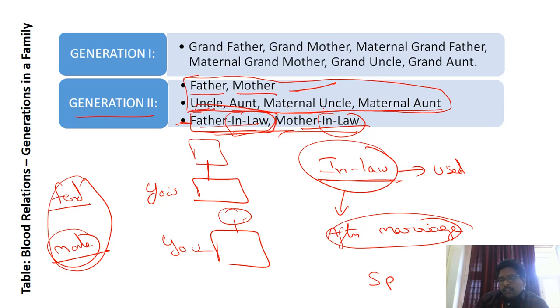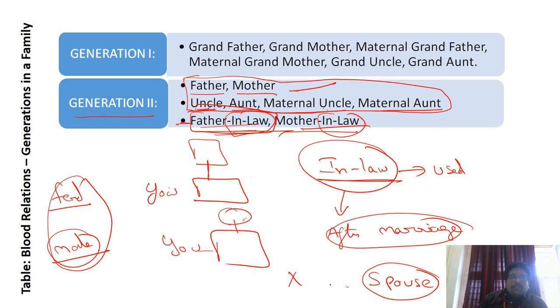It is called spouse. So spouse is nothing but husband or wife. Suppose X is saying, my spouse is a teacher. What does it mean? There is no clarity on it. We don't know whether X is male or female. So spouse is a gender independent word. It's not dependent on gender.